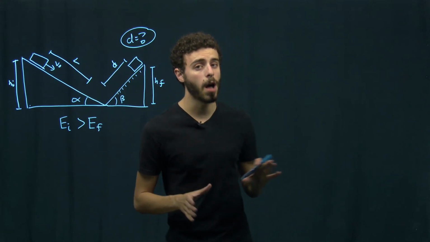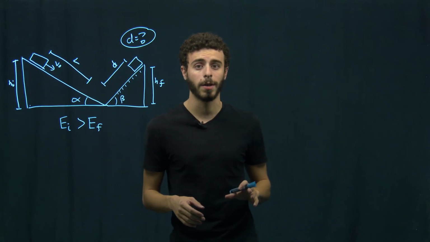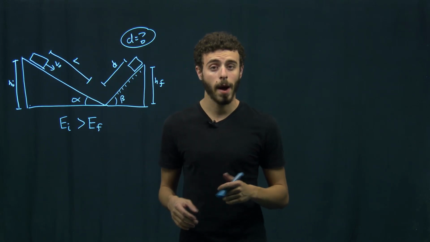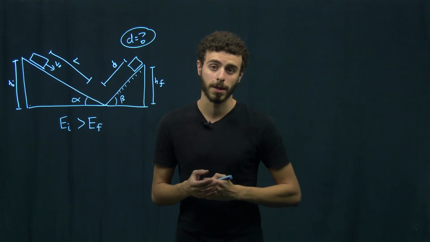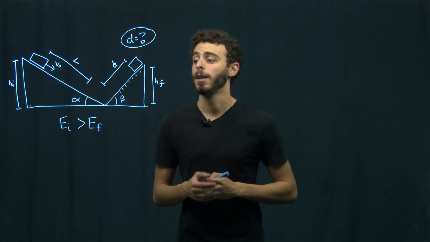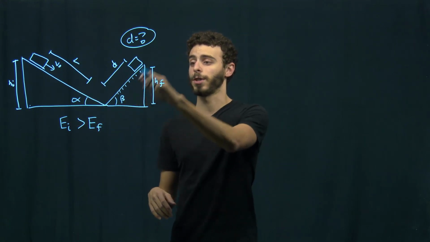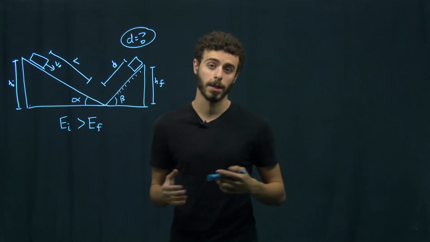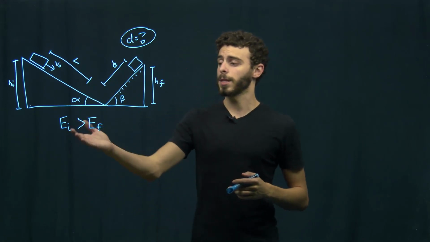If you just think of a block sliding along a surface with friction, that friction is going to work to take away its kinetic energy, and eventually it'll reach rest where it has zero energy. So it's the same idea here. This friction along the ramp will work to take away some energy from the system. So this is going to be good to check.